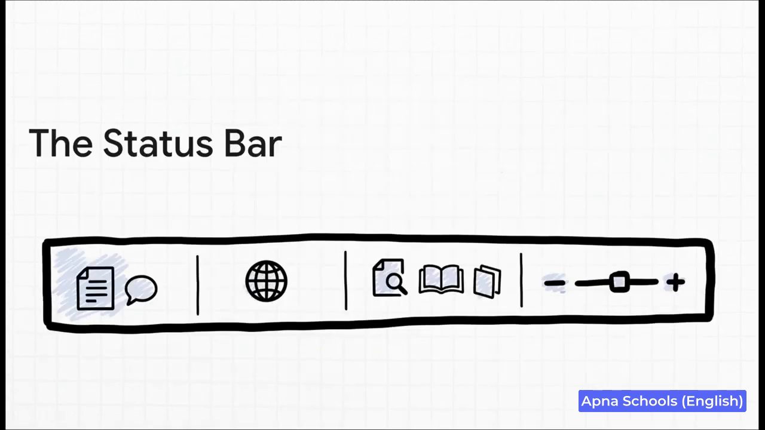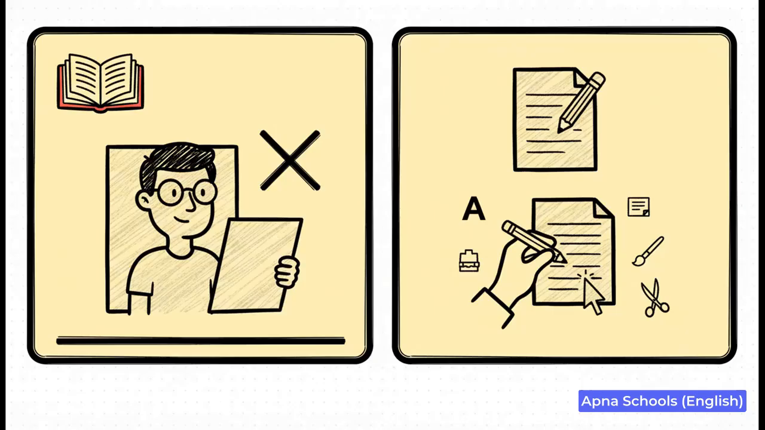And finally, let's look all the way down at the bottom. That's the status bar. Seriously, think of this as your document's dashboard. It tells you what page you're on, how many words you've written, even the language you're using. Plus, it gives you quick access to different view modes and that handy zoom slider. It's so useful.